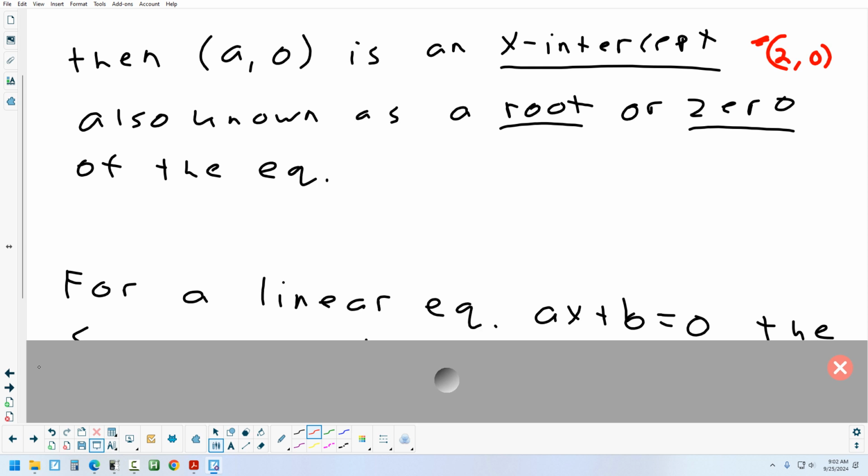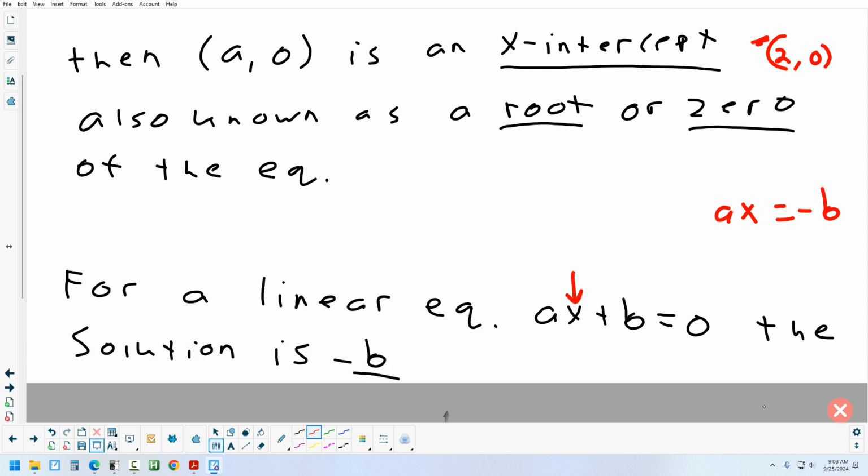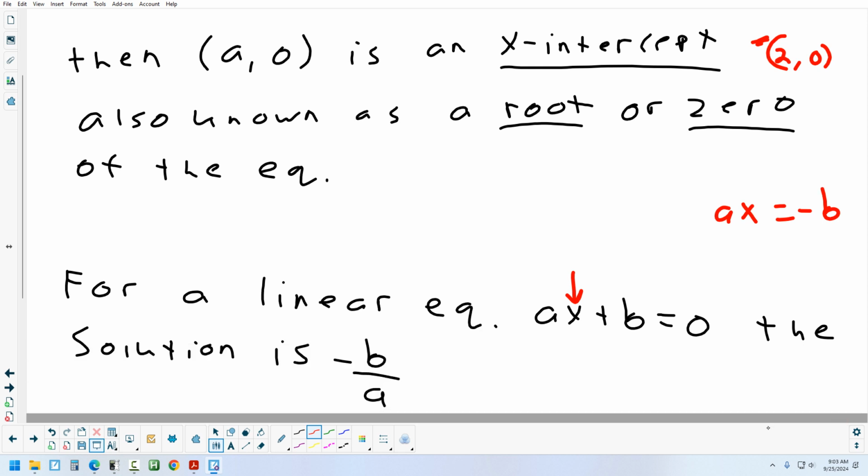If I wanted to solve this equation and get the x by itself, can anyone tell me the first thing I would move to the other side? Yep, the b. And how would you move the b to the other side? Subtract it. So you'd subtract the b, and then you'd have something like this. And how would you move the a to the other side? Yep, and what would you divide by? A. So when you're solving a linear equation and you want to get x by itself, you subtract the b, that's why it says -b, and you divide by the a.